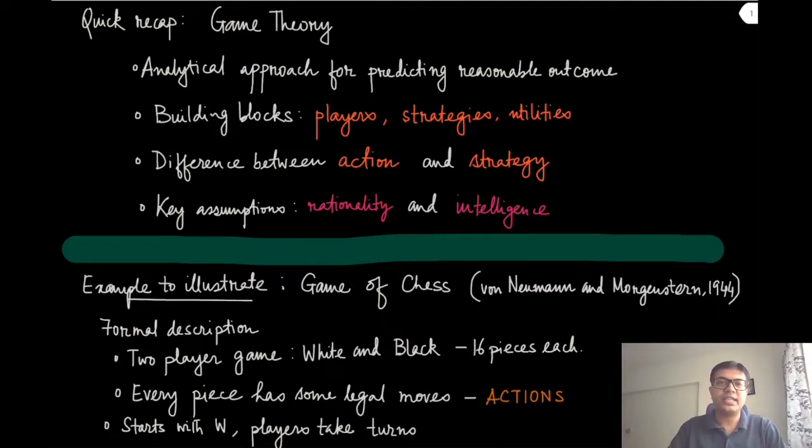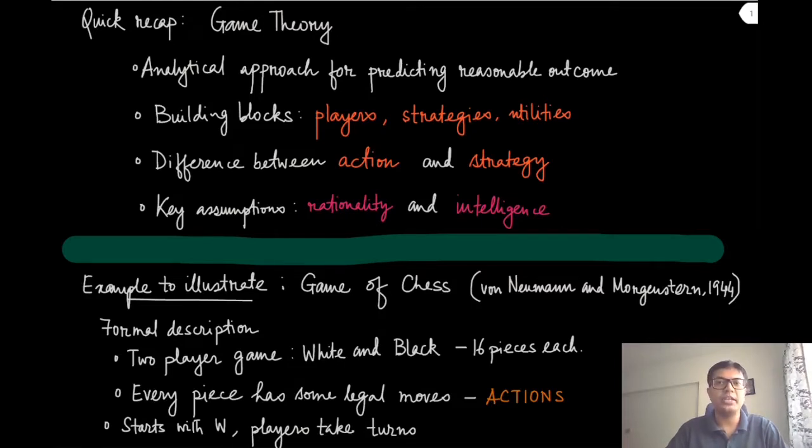Now, as we said last time, game theory is an analytical approach for predicting reasonable outcomes in a game, which is a strategic interaction between multiple players. And there were several terms. The building blocks were the set of players or agents. These players had their strategies, and also they had certain utilities or payoffs.